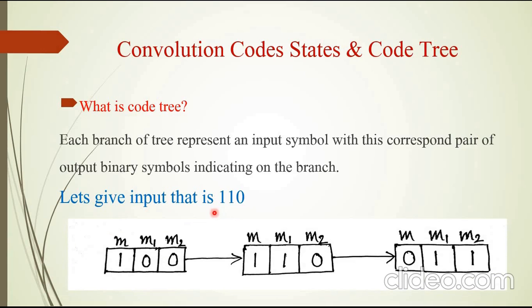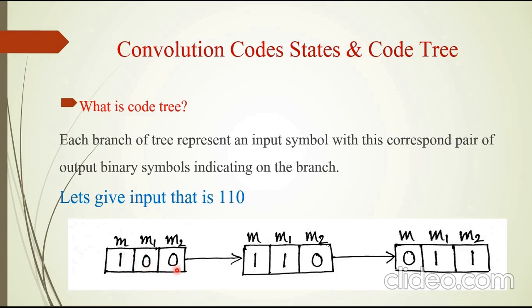Initially, in the state here, one can see M, M1, M2, initially 0, 0, 0. So when you insert the first bit, which is 1, it will come here. So this will become 0, 0.